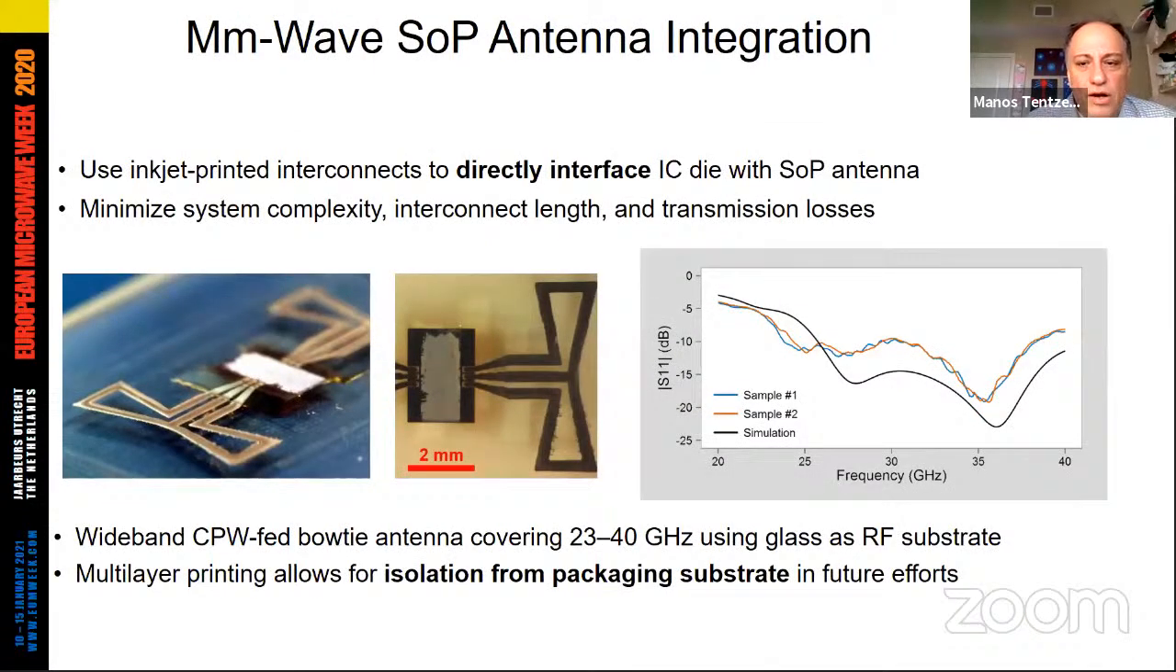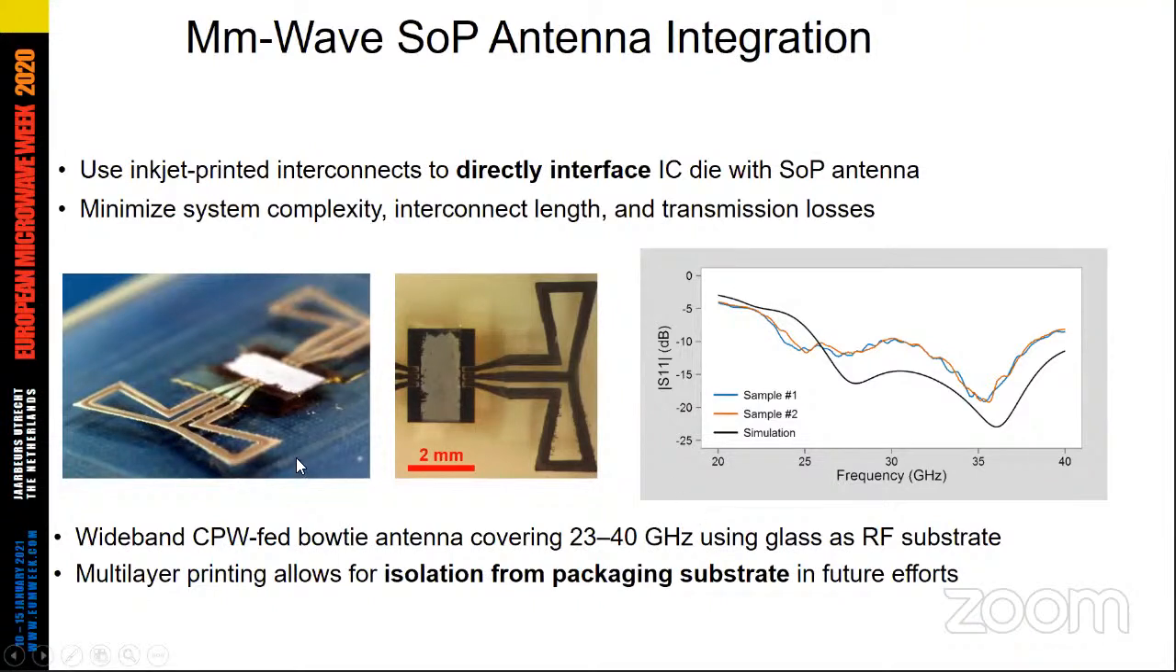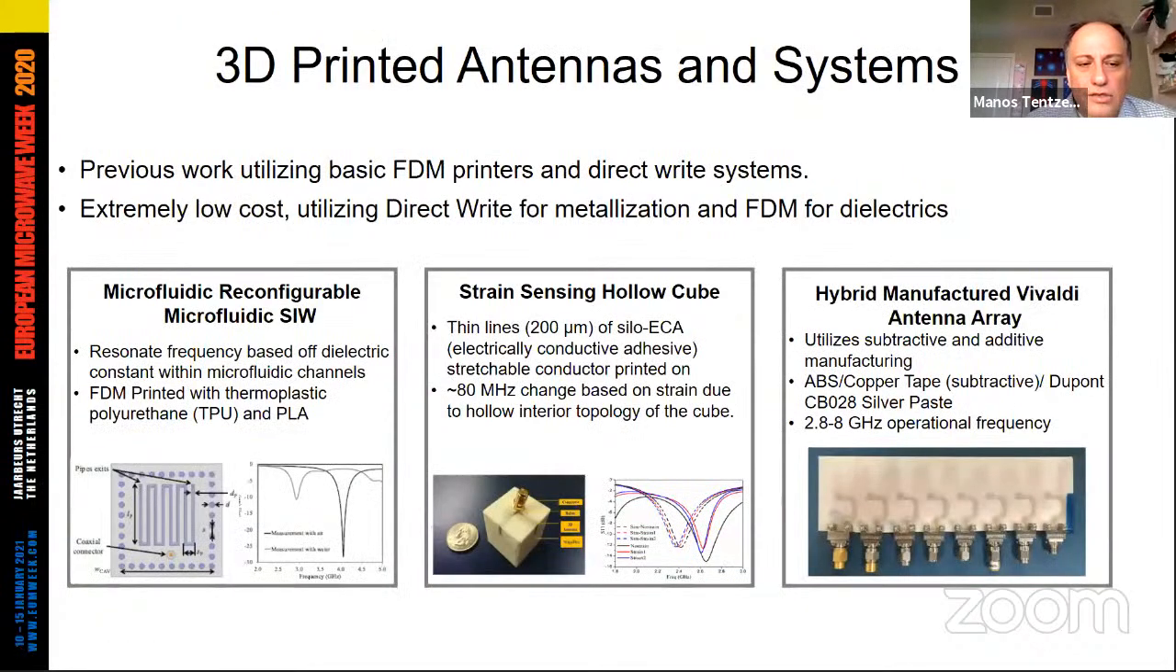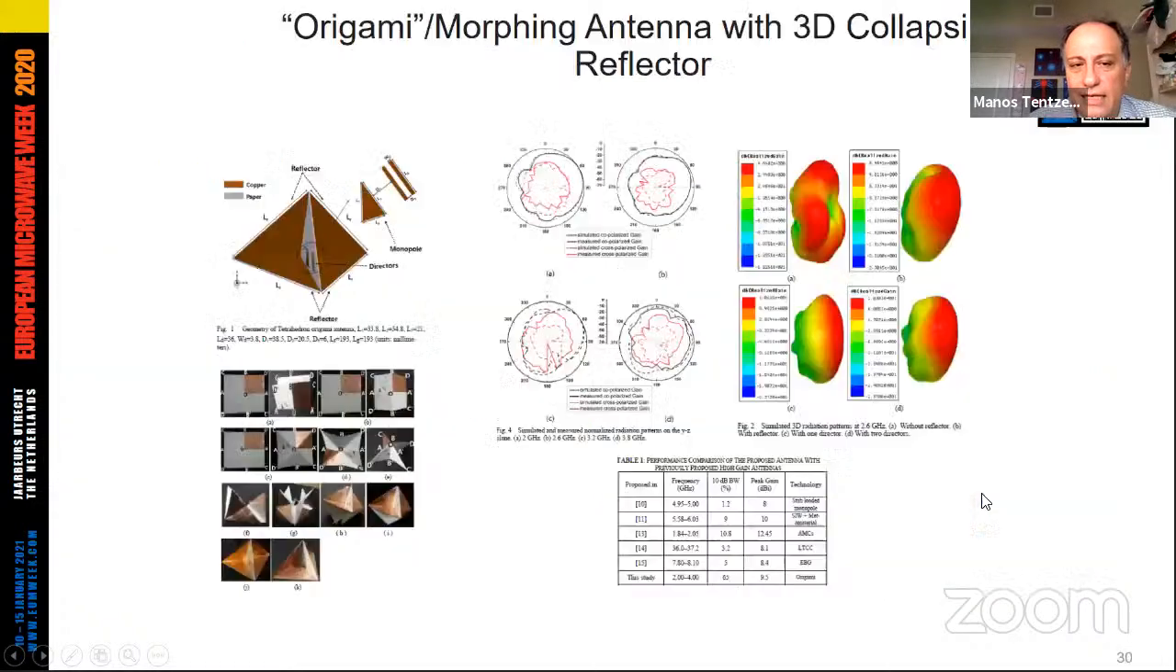Just a simple example of a broadband 5G bow tie antenna system on glass, printed bow tie antennas, ramp interconnects, covering the whole frequency range. Utilizing this, you can have reconfigurable substrate integrated waveguides that can be utilized for water quality monitoring, or biomonitoring by just printing microfluidics into flexible substrates. Here it's a strain sensing hollow cube where inside this cube you have a hollow trapezoidal cavity that can detect directional strain, and that's a Vivaldi antenna array.